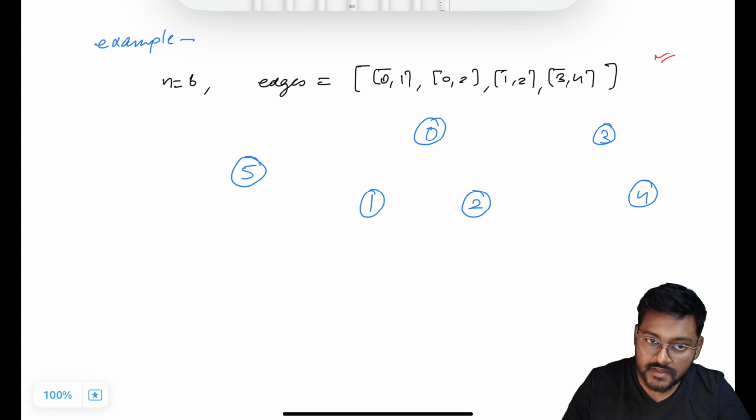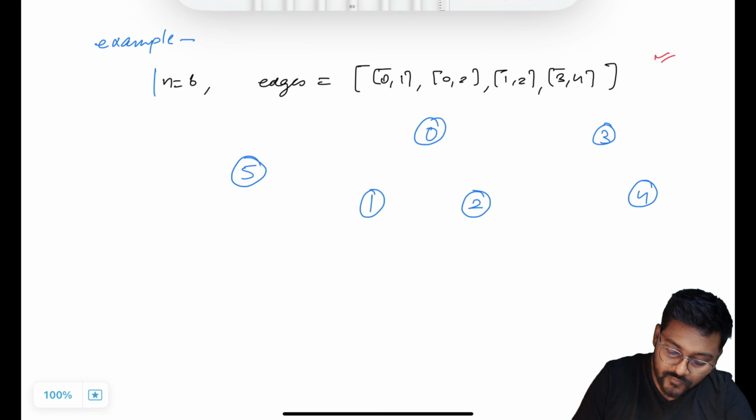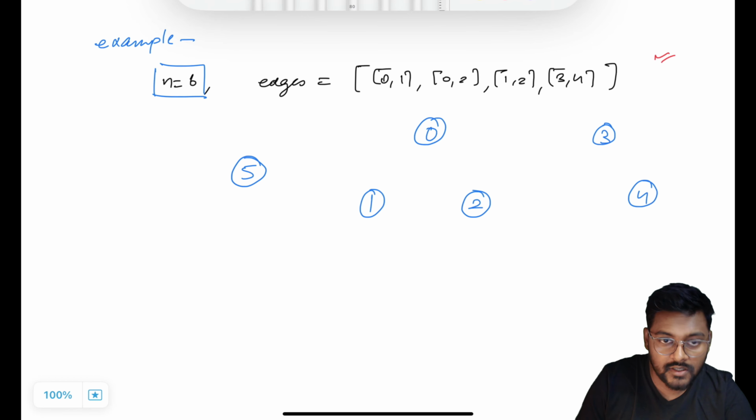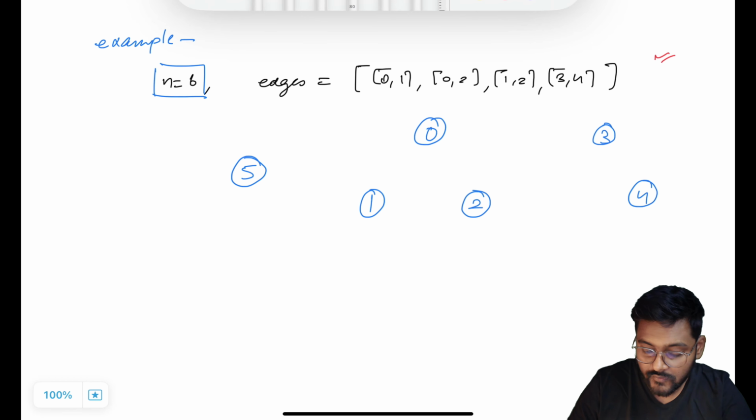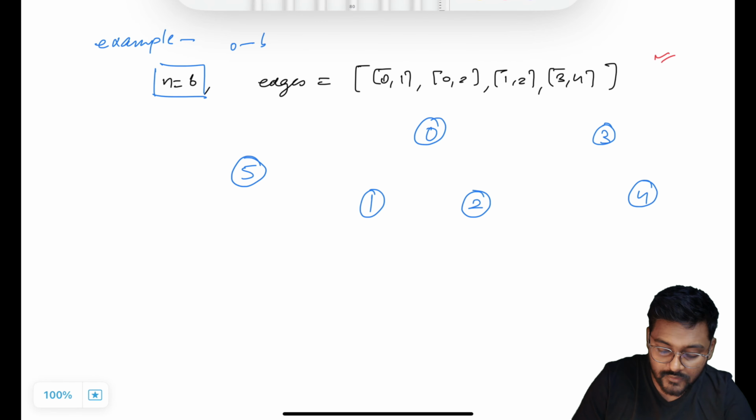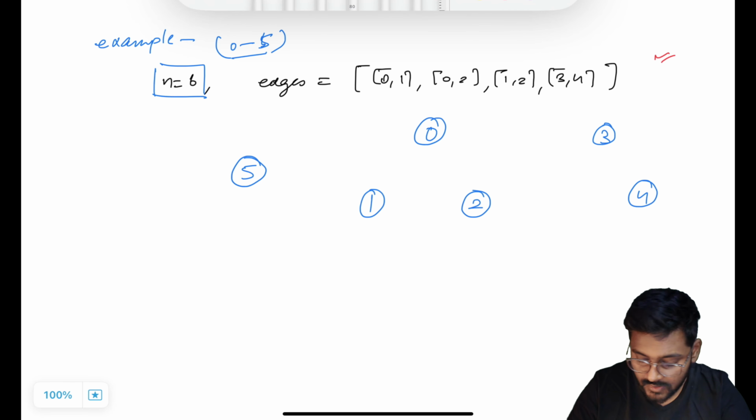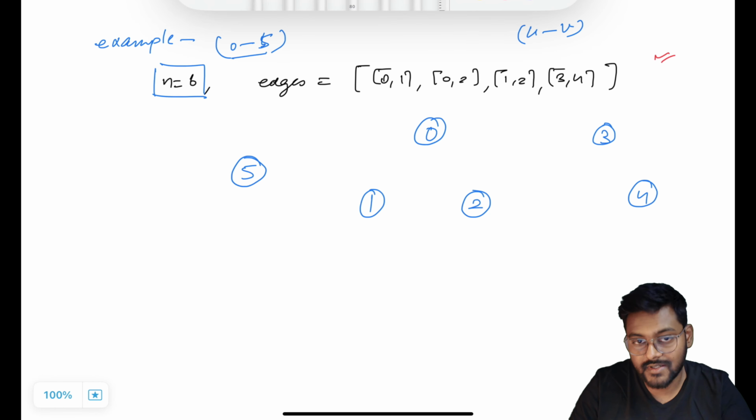Now let's understand this example. Here in this example, the number of vertices is given as 6. So we have vertices 0, 1, 2, 3, 4, 5, excluding 6. From 0 to 5, this is 6 in number. And these are the edges, from vertex U to V and vice versa as well.